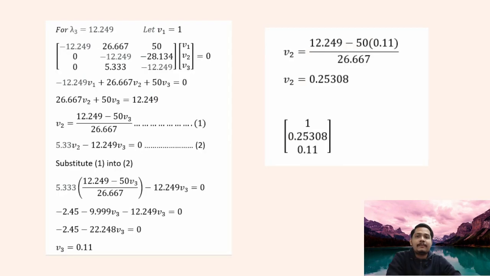Lastly, for lambda 3 equal to 12.249, we let V1 equal to 1. And then we derive the equation again. Then we substitute back to find V3. And for this third lambda, we get V3 equal to 0.11. After getting V3, we simply substitute it back to equation 1 to solve for V2, and we get the value of V2 is 0.25308. And our final eigenvector for lambda 3 is 1, 0.25308 and 0.11.